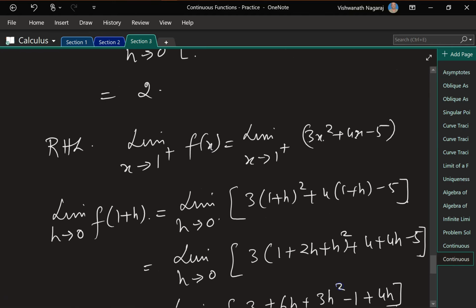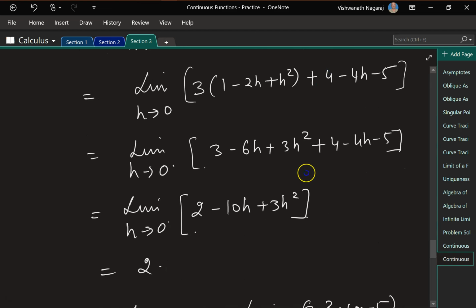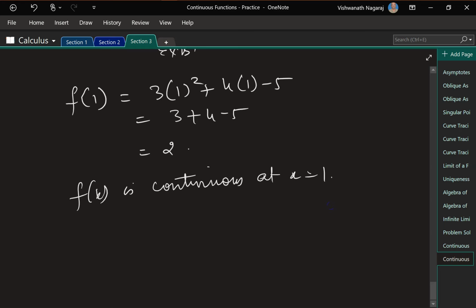Even otherwise also, as we saw before, if it is a polynomial function, it is going to be continuous for all real values. So we don't have to do all this. We can just say, since it is a polynomial function, it is continuous. Now let's look at the next problem.